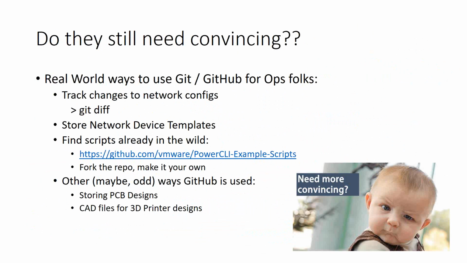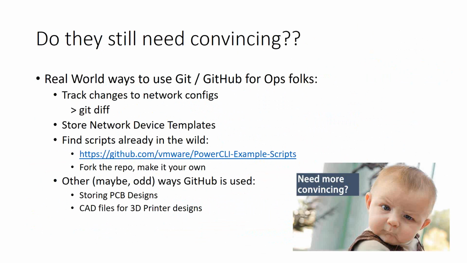So sometimes this is not even enough. It takes a little bit more convincing. So getting down to real-world use cases is very important for evangelizing the use of tools like Git. One of the things that I've been able to do recently with some of our network guys is show them the power of using Git diff.